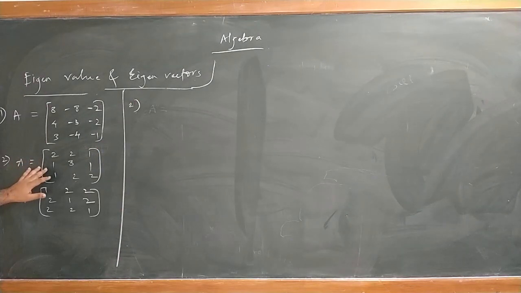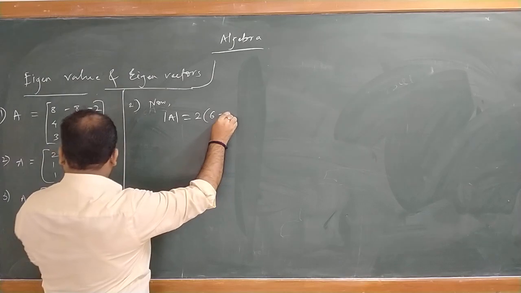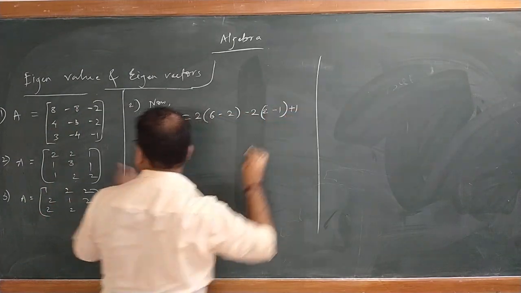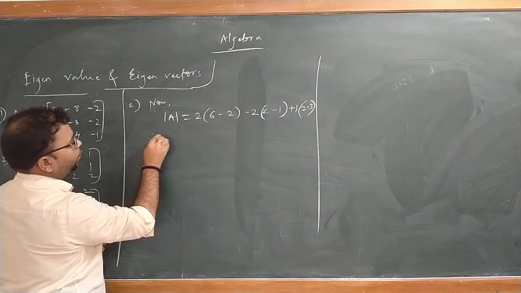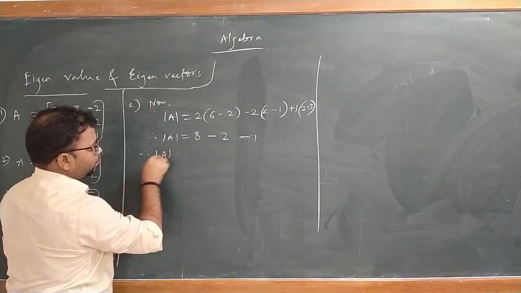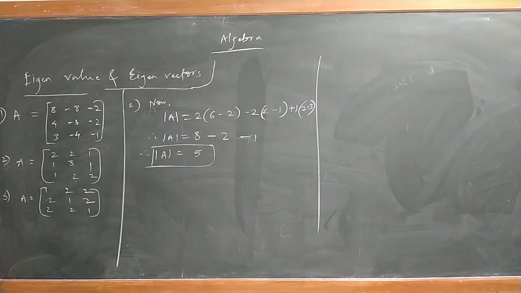The second question is A equal to [2 2 1; 1 3 1; 1 2 2]. The first task is to find the determinant. Determinant of A is equal to 2 into (6 minus 2), minus 2 into (2 minus 1), plus 1 into (2 minus 3). So I need to calculate it: 2 into 4 minus 2 minus 1, so the determinant is 5.